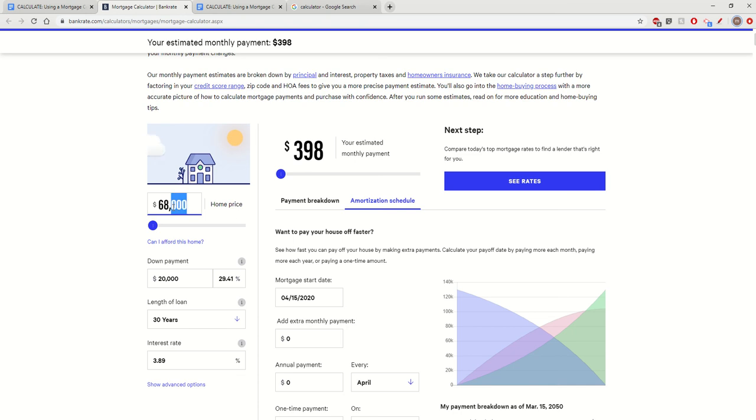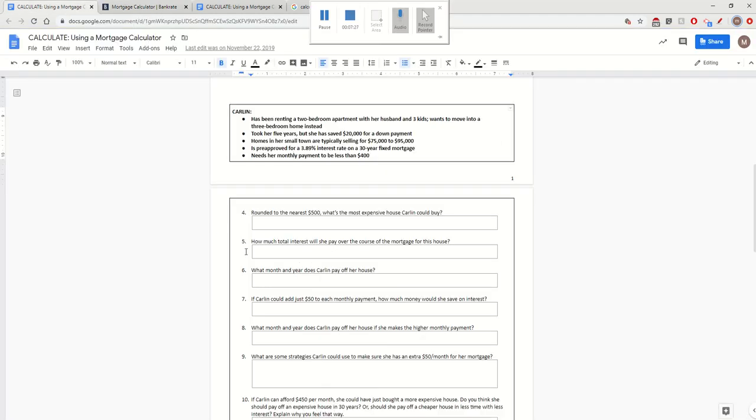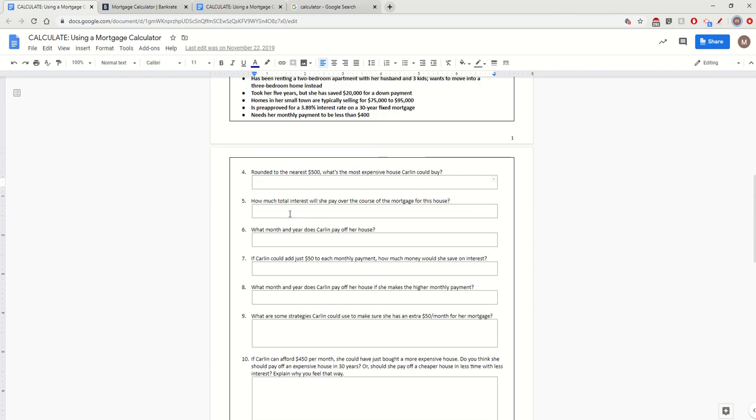You could do 68,500 to get to exactly 400. They did say less than 400, so I'm just going to leave it with 68,500, but if you had 68,000 or 68,500, anywhere in that ballpark, you should be fine. So 68,500, that's the house that she can afford. That's your answer number 4, 68,500.